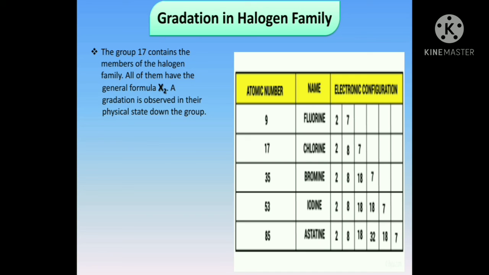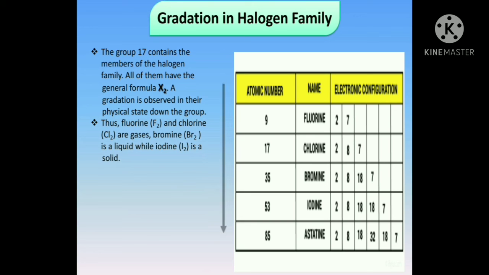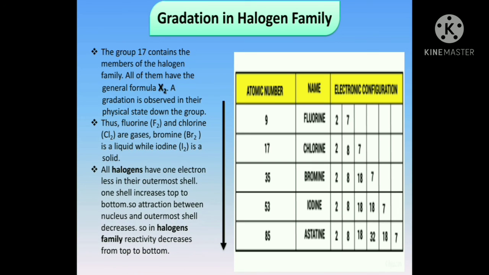Now, what is the gradation then? Fluorine F2 and chlorine Cl2 are gaseous. So, as we go down, we will see that fluorine and chlorine are gaseous, where bromine is a liquid and iodine is a solid. This is called gradation in halogen family.